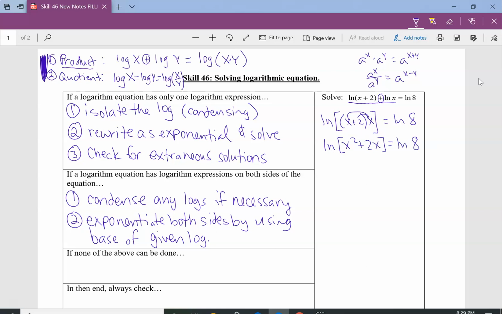Okay. So that takes care of step 1. Step 2 says rewrite it. Oh, wait, I'm looking at the wrong set of steps. We're not doing that first part. We're doing the second part. So first part is done. We've condensed any logs necessary.